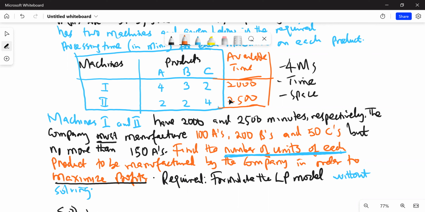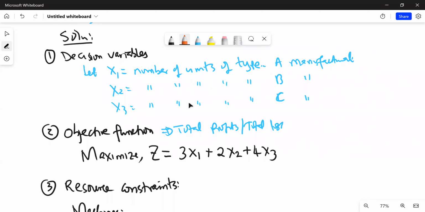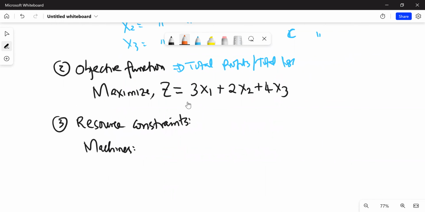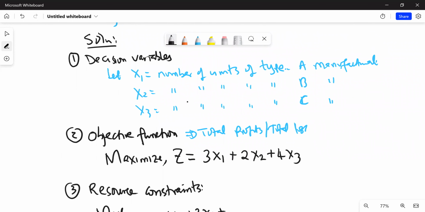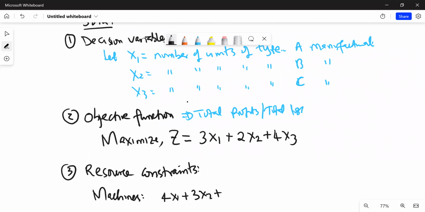In a similar way, we have for machine 2. So as far as the machines are concerned, we shall have 4x1 plus 3x2 plus 2 units of x3. So that time should be less or equal to 2,000 minutes. Should not be more than that.